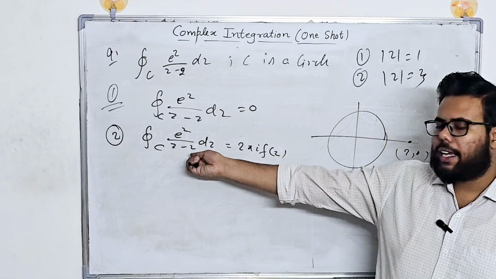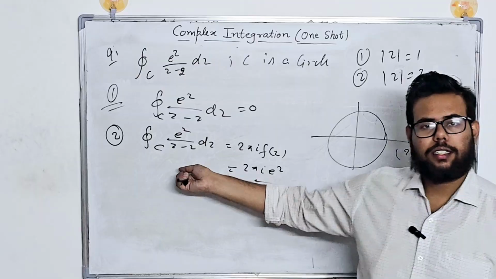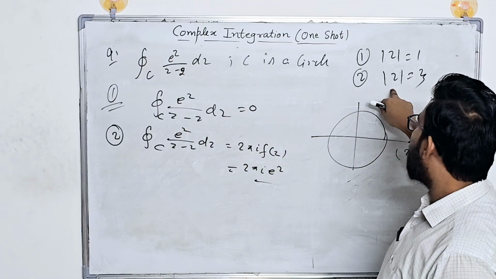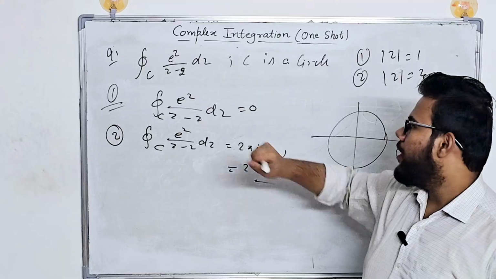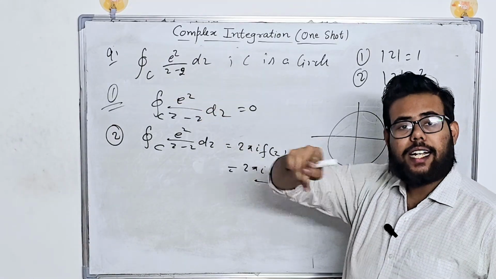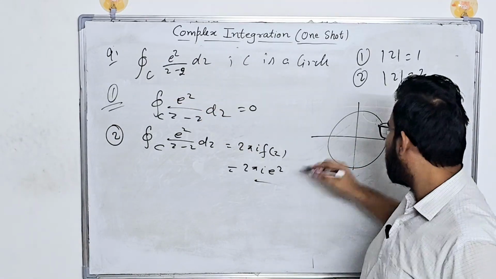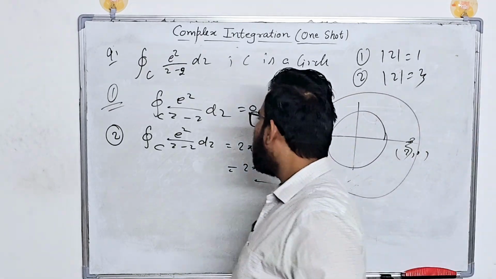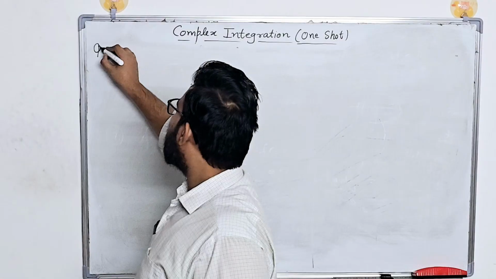So over here we could apply Cauchy integral formula because the circle was mod z equal to 3, right? And z equal to 2 was lying inside that circle, right? It is lying inside that. That's it. Okay, so let's erase this. Now let's see another question.